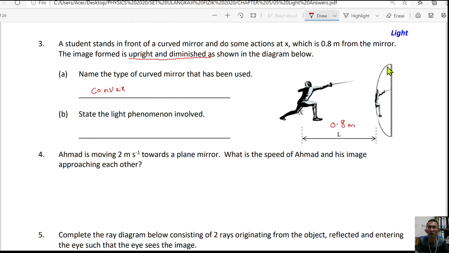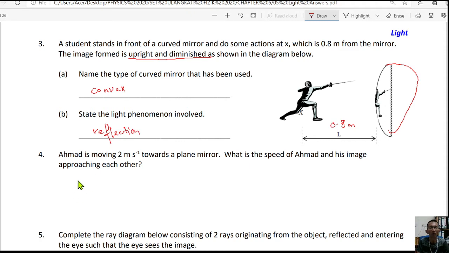If I do this like this, I can see that this side is facing the man, so this must be a convex mirror. And then state the light phenomenon involved. It is simple. This must be reflection, pantulan.